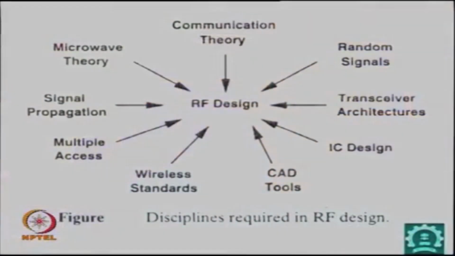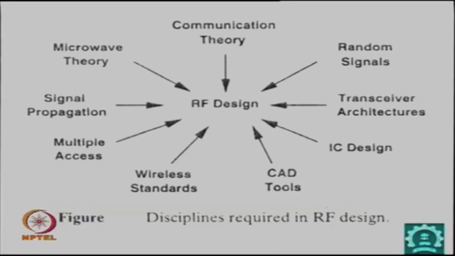But in case of RF or analog, the design is not only 3 cornered, it is a multi-cornered discipline. For example, a typical design requires a lot of theory of communication. You may get random signals, you may have different transceiver architectures, homodyne, heterodynes. To do a good IC design, all criteria you have to fit in. You need a lot of CAD tools, you need wireless standards to meet, you have multiple access systems, LMDS and many other points, and you have to know about signal propagation.